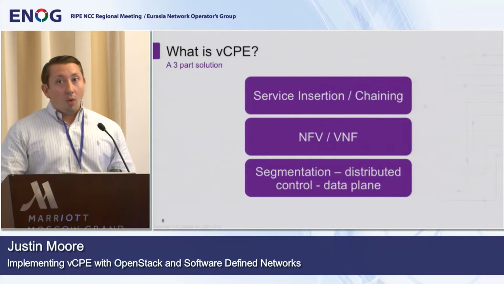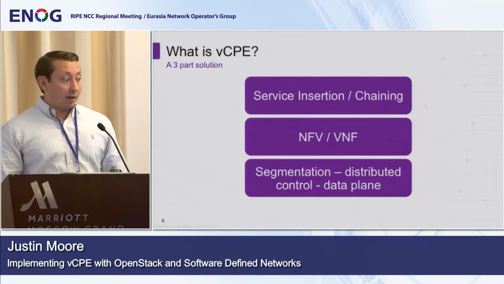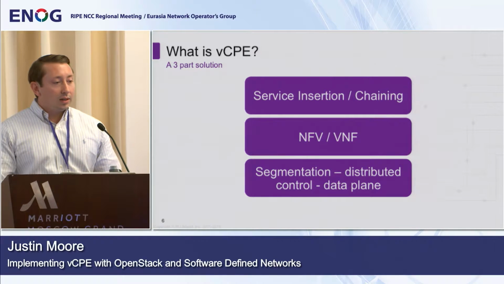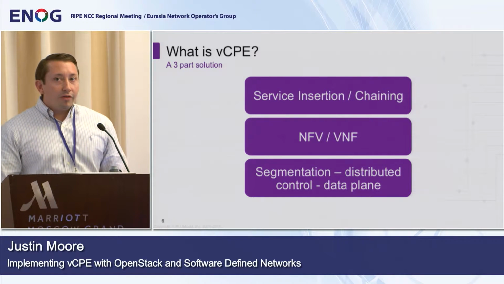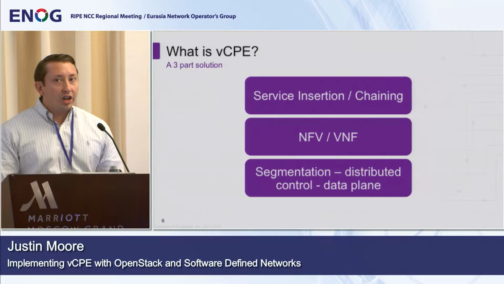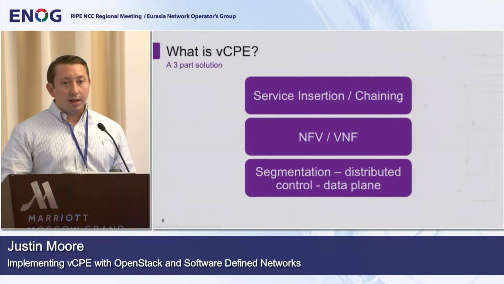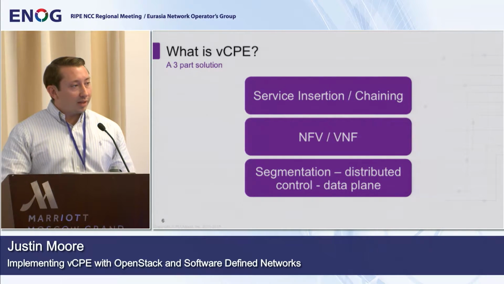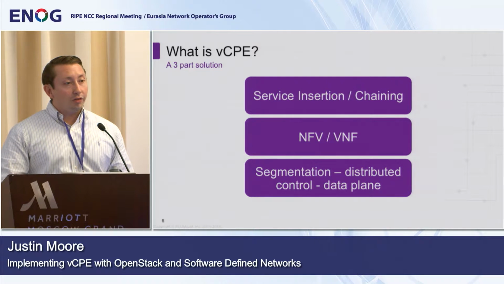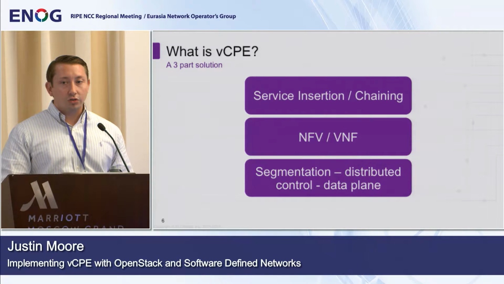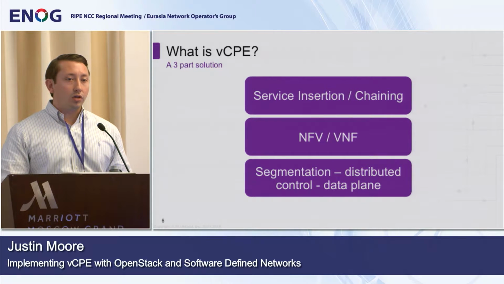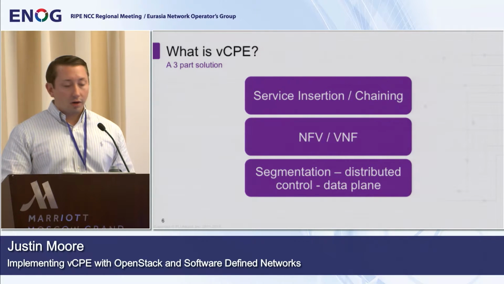All right, so now we know why vCPE. What exactly is vCPE? How do we deploy it? vCPE is primarily three key functions. That's service insertion and chaining, virtual network functions and NFV. And it's also the segmentation and the distribution of the control and data planes. So we want to have a strict separation between control and data plane functions, and we want to distribute those functions so that we can scale with our customer base.